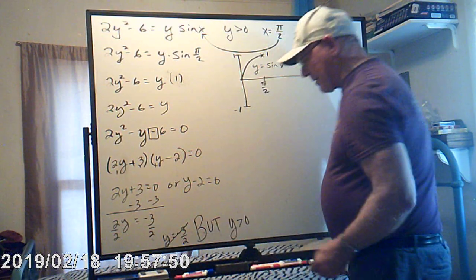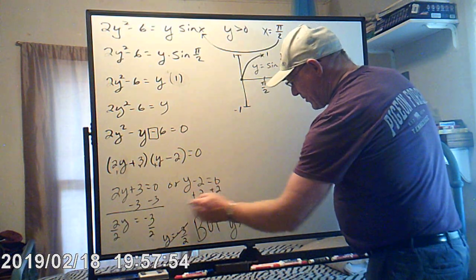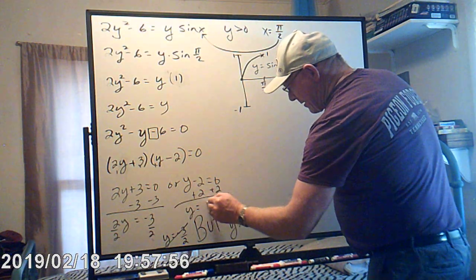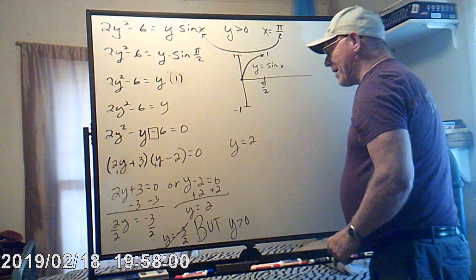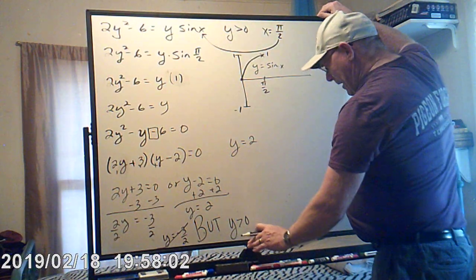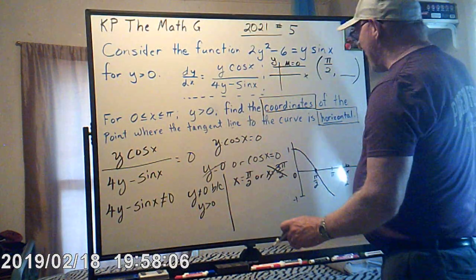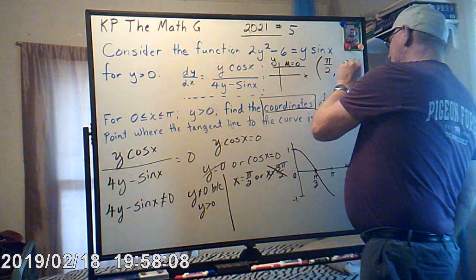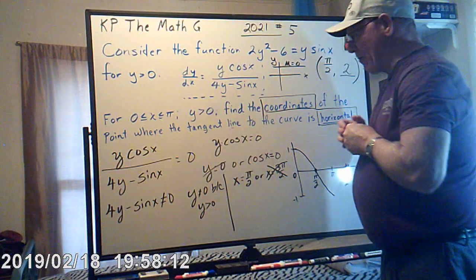Can't use that. Okay, so now y plus 2 on both sides. So y is equal to 2, and that is our y value. We have it now. We have the y value. So the y value is 2. And it says find the coordinates.